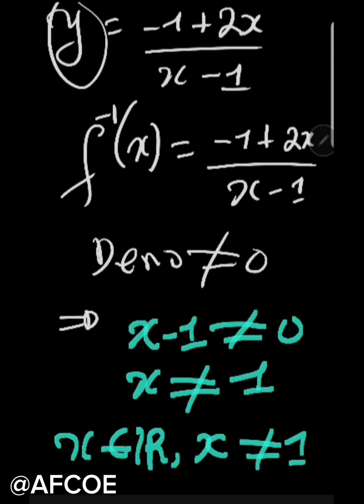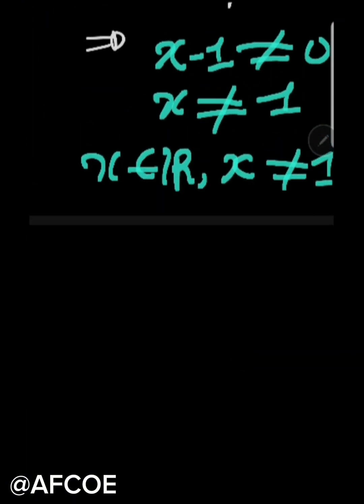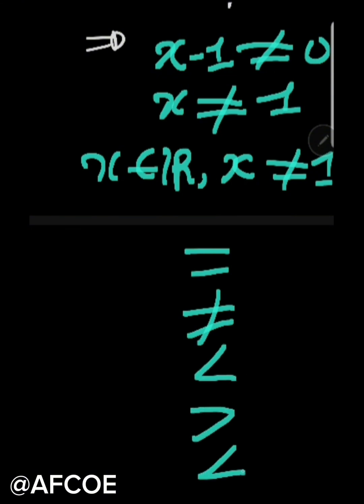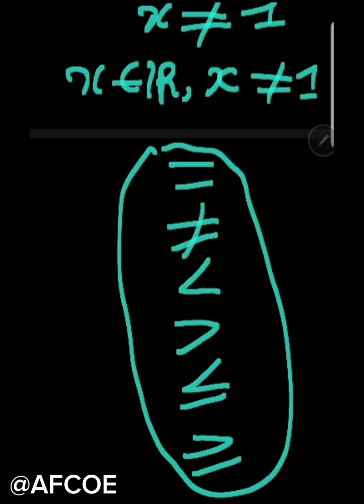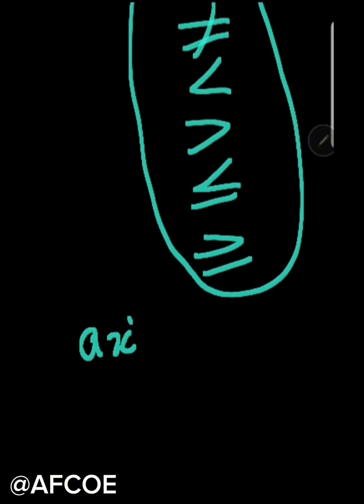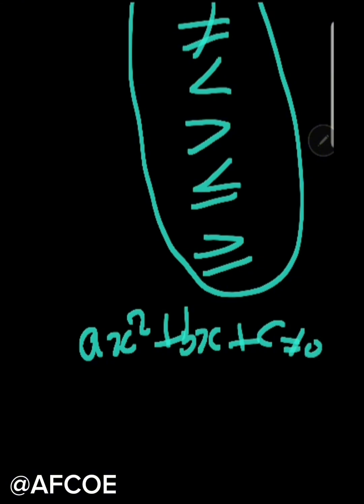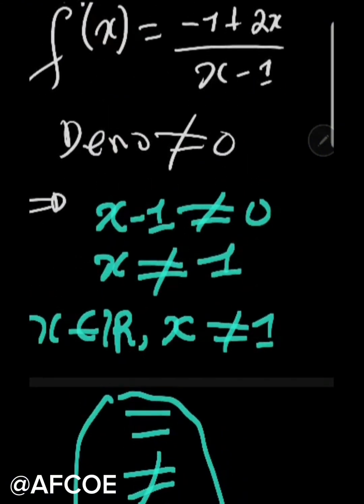And when we talk of an equation, an equation is what contains an equal sign, or not equal to, less than, greater than, less than or equal to, greater than or equal to. Each time you find this, we call it an equation, else we call it a function. For example, if I just say ax squared plus bx plus c, this is a function. But if I put not equal to 0, it becomes an equation. So you solve the equation denominator not equal to 0, and you got the value 1.